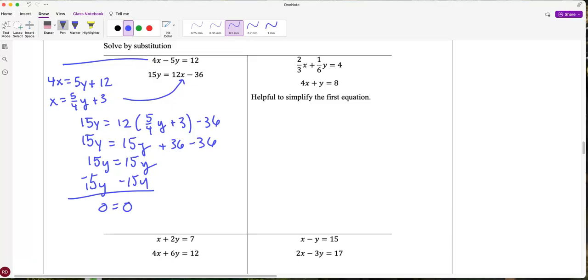I could see that if I write it this way, 4x minus 5y equals 12, and then negative 12x plus 15y equals negative 36. Negative 12x. So it looks like to get from this equation to this equation, if you multiply by negative 3 every time, it works. So one equation is a multiple of the other. So this one means there are infinitely many solutions.